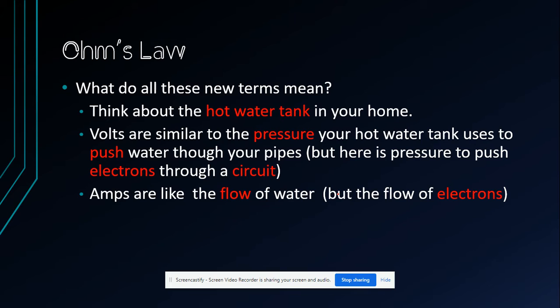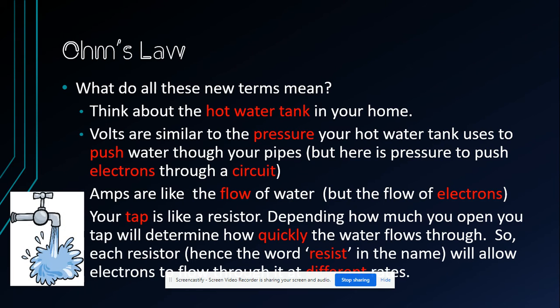Amps are like the flow of water, but really the flow of electrons. And your tap is like the resistor. Depending on how much you open your tap will determine how quickly the water falls through. So each resistor, hence the word resist in the name, will allow electrons to flow through at different rates.